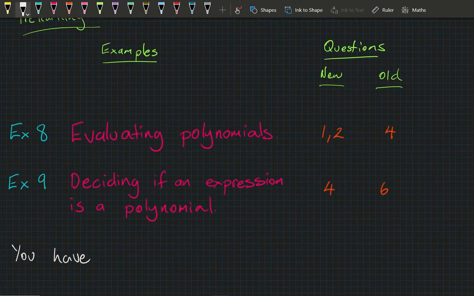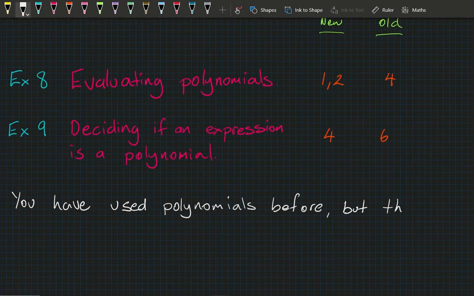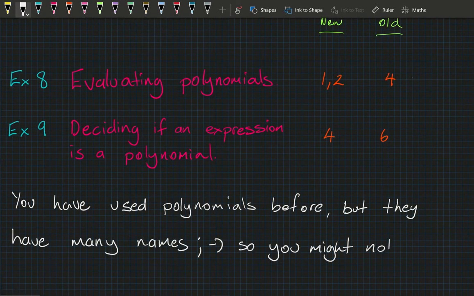And your pre-learning for this example is question 4 in the new book and question 6 in the old book. Now this won't be the first time you've seen polynomials, you've actually used them before. However, they do have many names, so you might not have realised. Alright, we'll see you in the introduction.